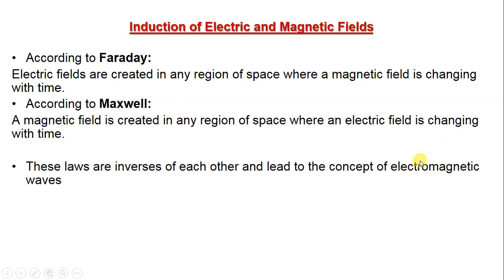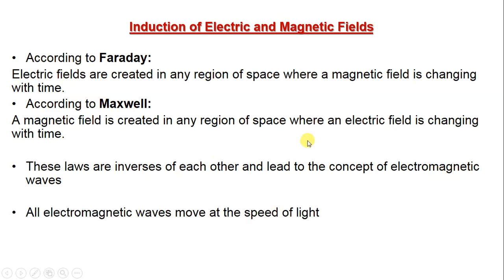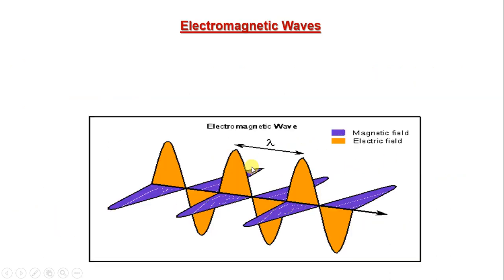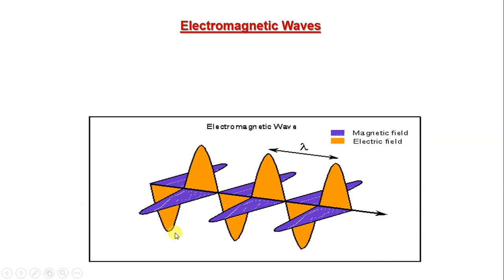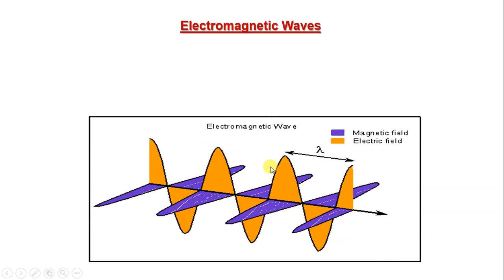Why are they called electromagnetic? See this word, it's made of two words, electromagnetic. So it means that it's the combination of two fields, electric field and magnetic field. So light or electromagnetic waves are produced from the combination of magnetic field and electric field. Pay attention with me here. This figure shows an electromagnetic wave or light.